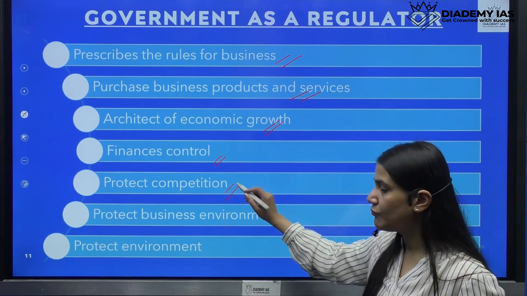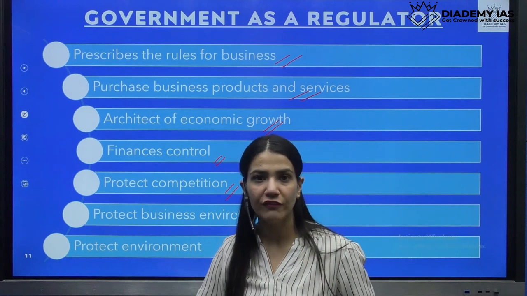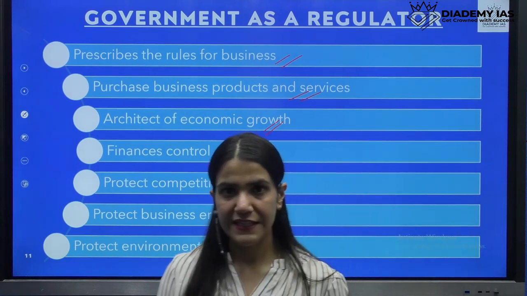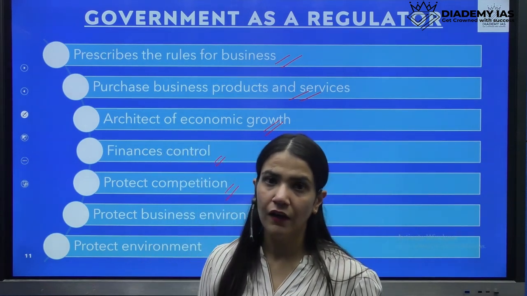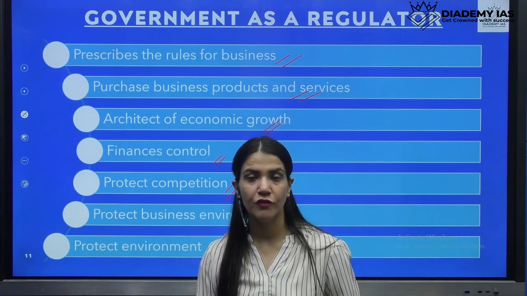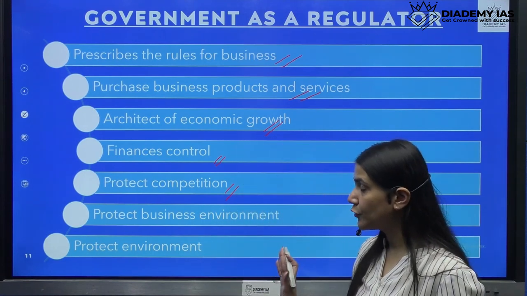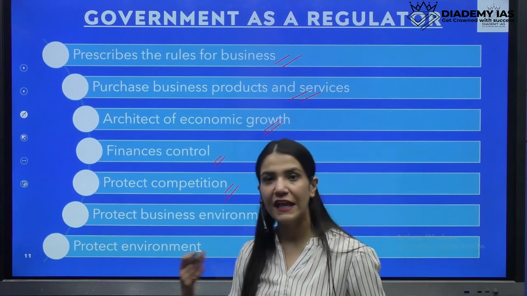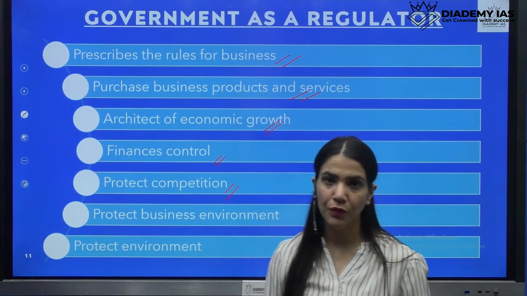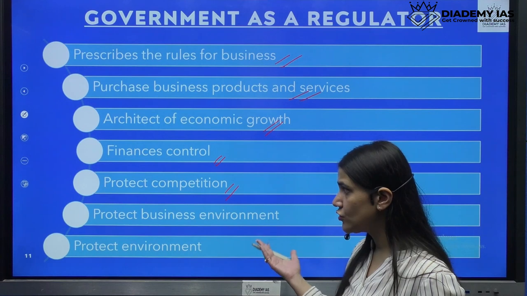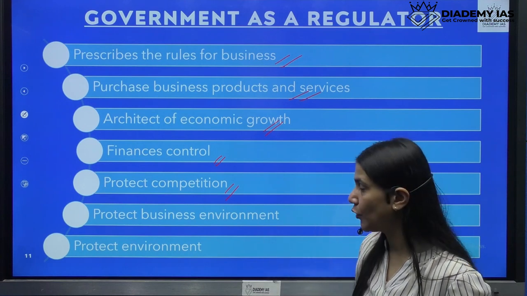Then there is protection of the market. It cannot be just a monopoly of any particular organization. There has to be a very neutral approach in context of fair market dealing. So to protect competition and to make sure that everybody gets an equal chance to promote his or her business organization, the government plays a very important role.